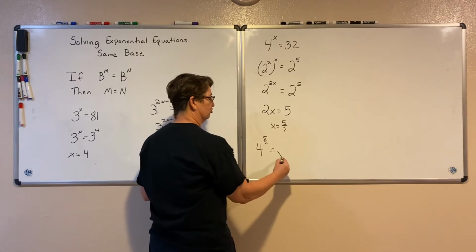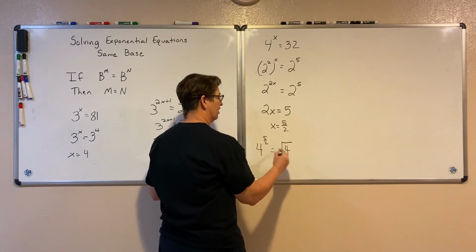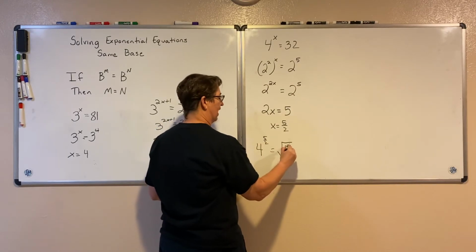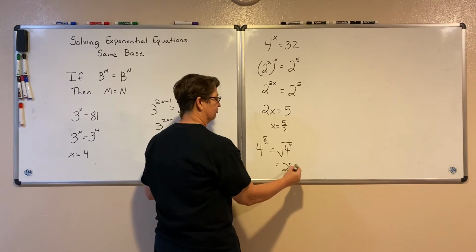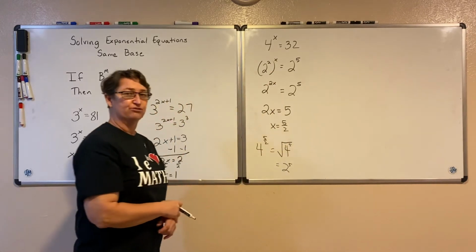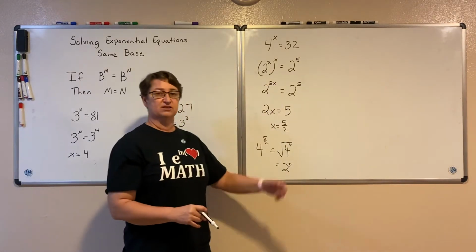Remember, this is the root, so that part is the square root of 4 to the 5th power. Well, the square root of 4 is 2, and 2 to the 5th power really is that 32. So my solution makes sense.